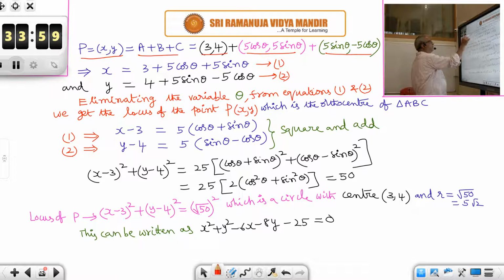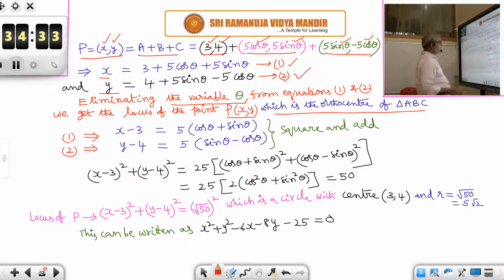So I take only the x coordinate here. The x coordinate is 3 plus 5 cos theta plus 5 sin theta. Let us call this the first equation. The y coordinate I will take: here it is 4, here it is 5 sin theta, here it is minus 5 cos theta. So that is the y coordinate. Let us call it the second equation. Theta is a variable, a parameter here. So if you eliminate theta from these 2 equations, you will get the locus. So eliminating the variable theta from equations 1 and 2, we get the locus of the point P(x, y), which is the orthocenter of the triangle ABC.